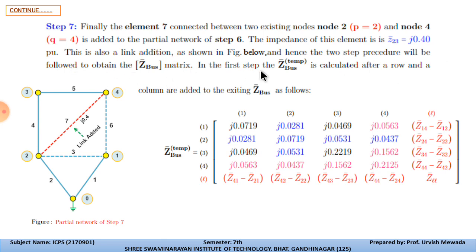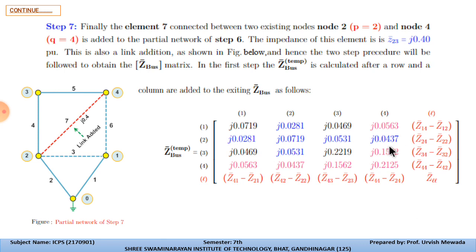In the first step, a temporary bus is calculated after a row and column are added to the existing ZBus. So we are adding the row and column to this existing bus. This was the existing one from the previous case. Now this one is the link added. So this will become Z14 minus Z12. These are the formulas to find out this new link.